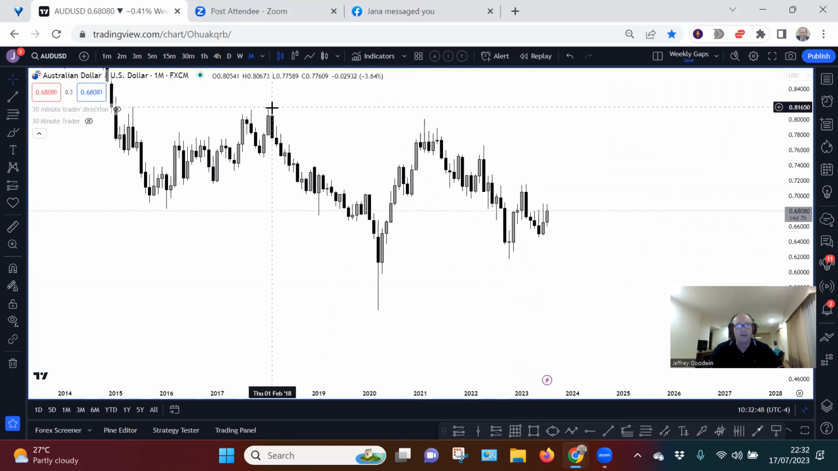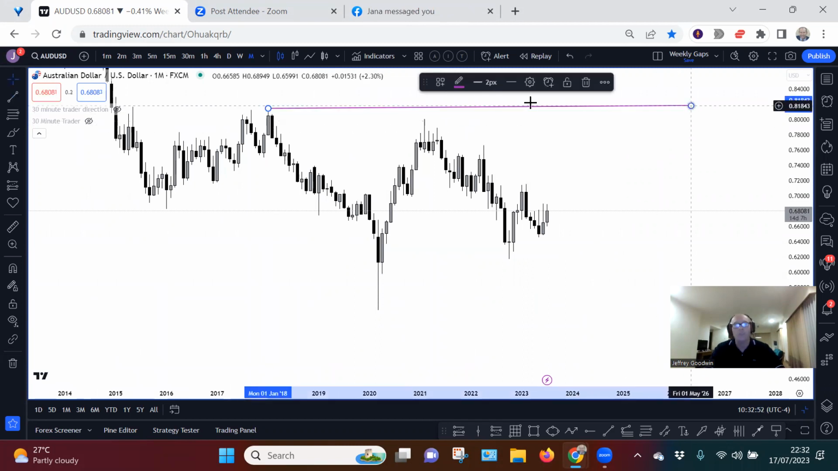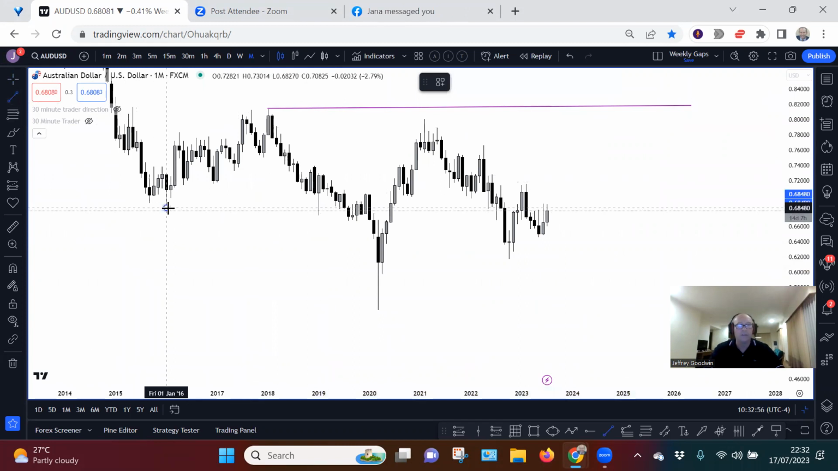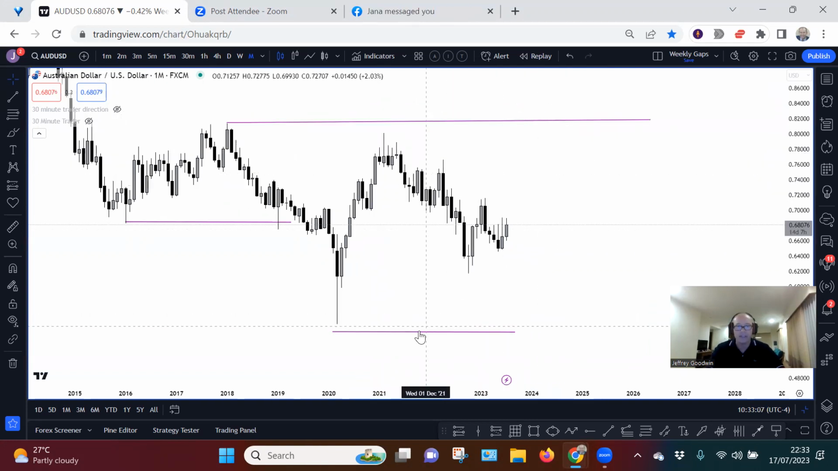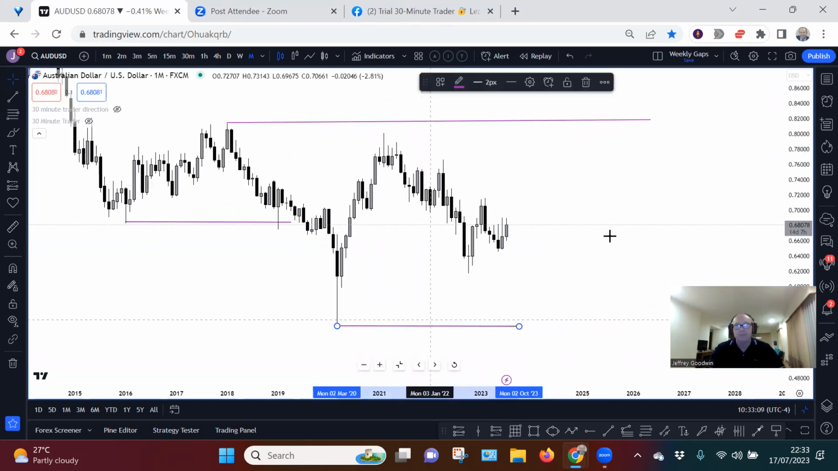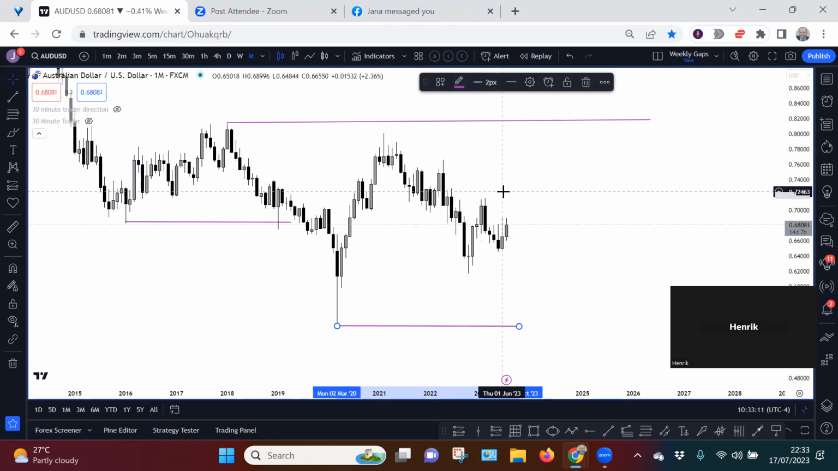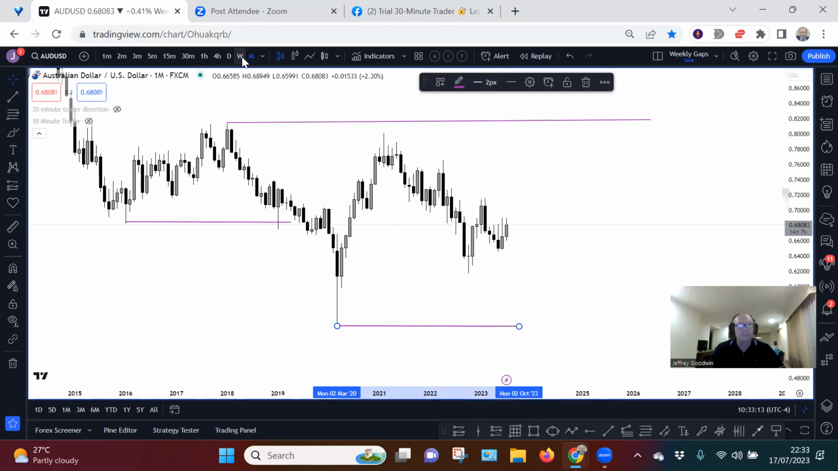As you look at the market structure, you can see here it makes a difference. It's a monthly. It's not broken that high yet, and it kept coming down. That was the previous low. It broke that. And in order for it to change direction, it would have to break that. Would that make sense, Henrik, to you? Yeah, absolutely. Thank you very much. So that's the monthly time frame.